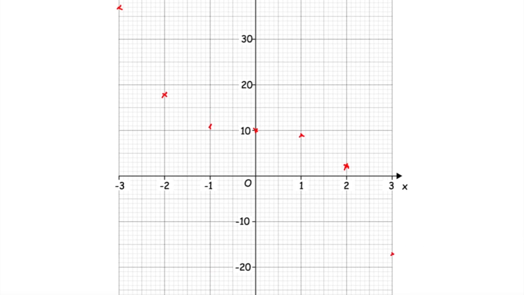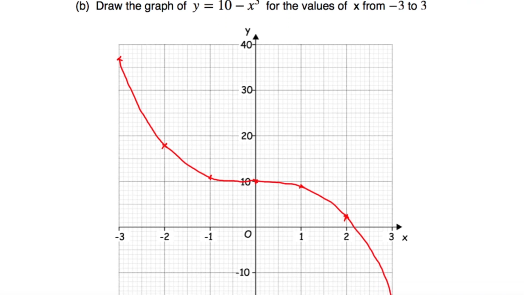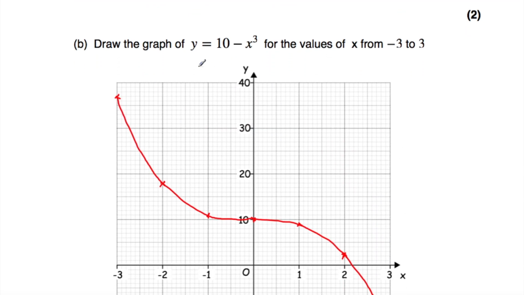Now we just need to do our curve. So let's do our curve through those points. So that's the right hand side of the graph, and now let's go up and do the left hand side. And that's it. So that's my graph of y equals 10 subtract x cubed. Okay, so we've done part B, which was to draw the graph of y equals 10 minus x cubed.